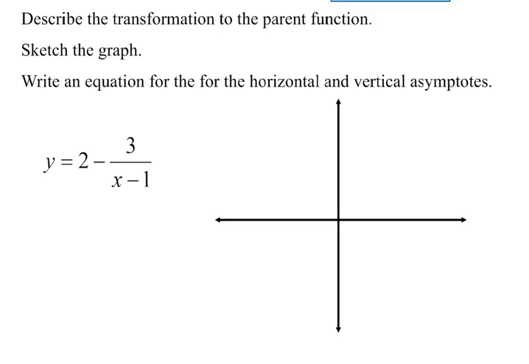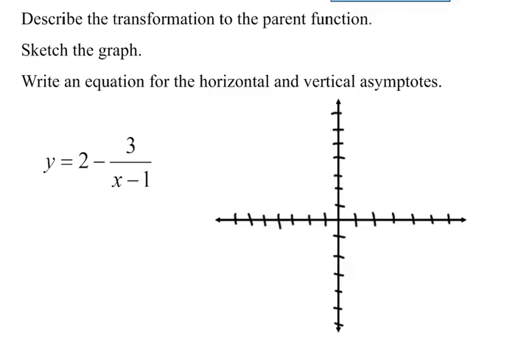So we're going to take a look at one final example here. Alright, so we have a rational function here, y equals 2 minus 3 over x minus 1. And we're being asked to do the following. Describe the transformation to the parent function. Well, there's going to actually be multiple transformations here. Sketch the graph. And write an equation for the horizontal and vertical asymptotes. Okay, so let's go ahead and do this. Okay, so the first thing that we're identifying here is the number 3. And we're identifying that as a dilation.